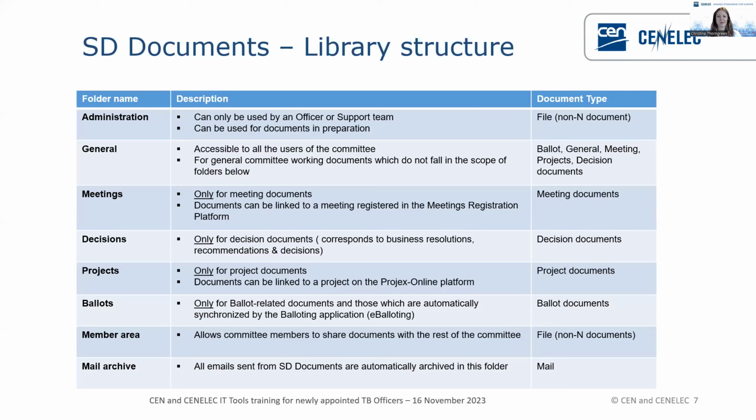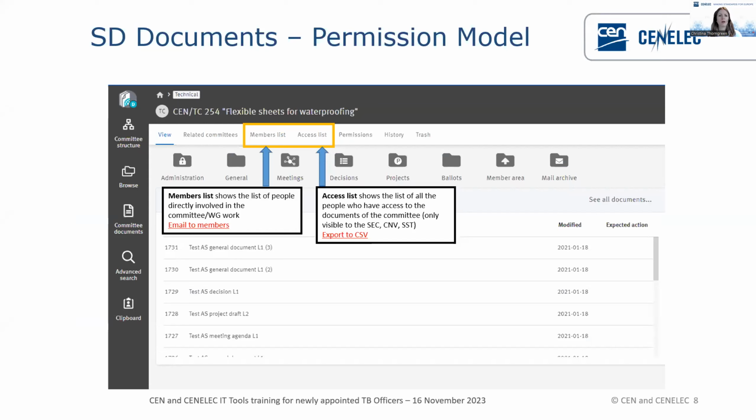Then a few words about permissions. So above the library, you'll see for your committee, there's two folders, in fact. One is called members list and the other one's called access list. The members list shows you the list of people that are directly involved in the committee or working group work.